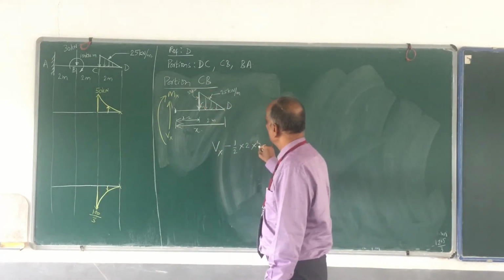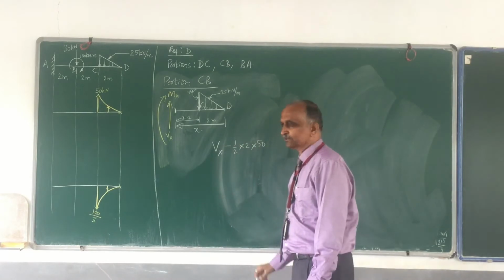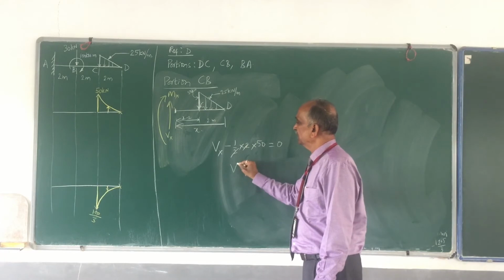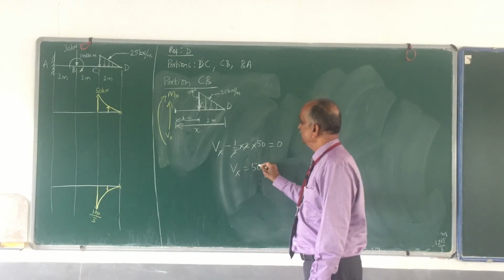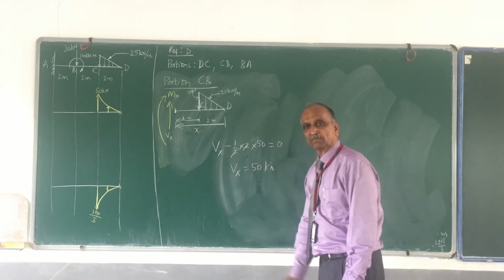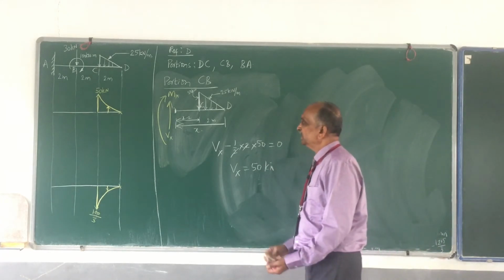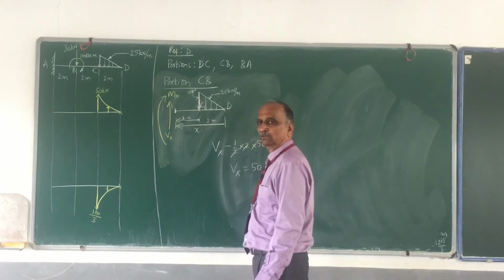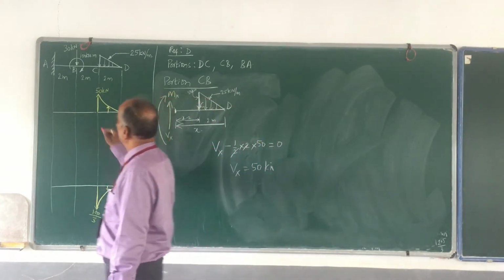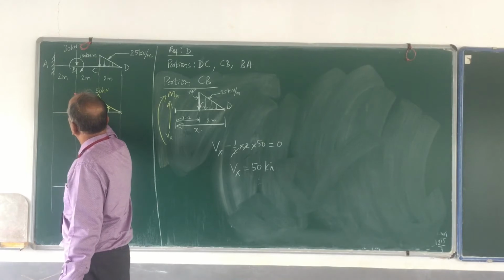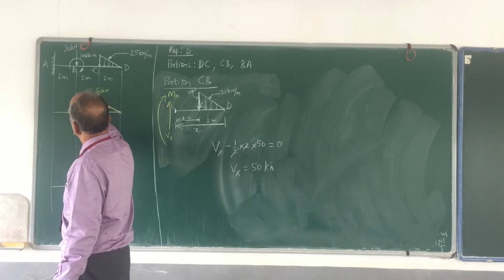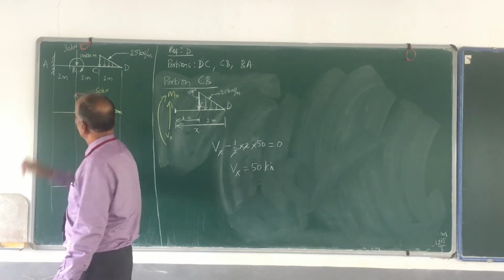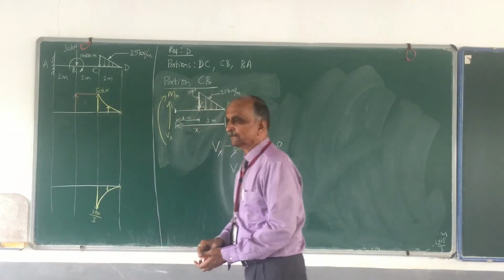So therefore this into 50. So this is the force we are talking about. This is equal to 0. So 2 cancels, and therefore Dx is equal to 50 kilonewton. The shear force between C and B is constant and it is equal to 50 kilonewton. So therefore you can straight away draw this. Shear force is equal to 50 kilonewton.